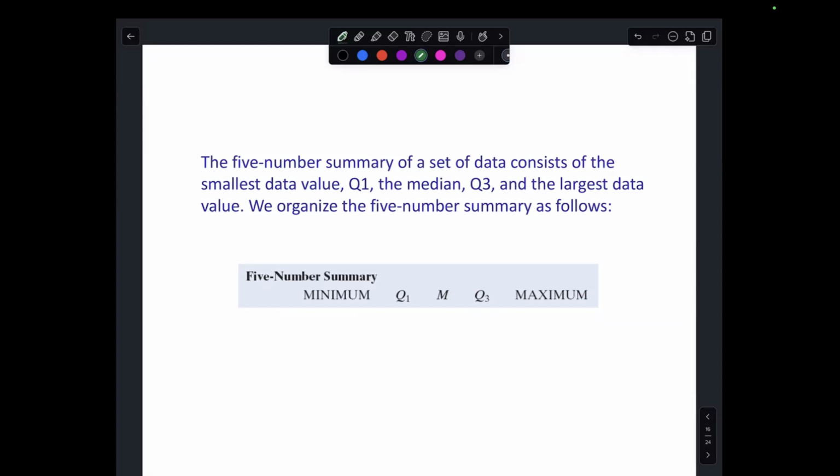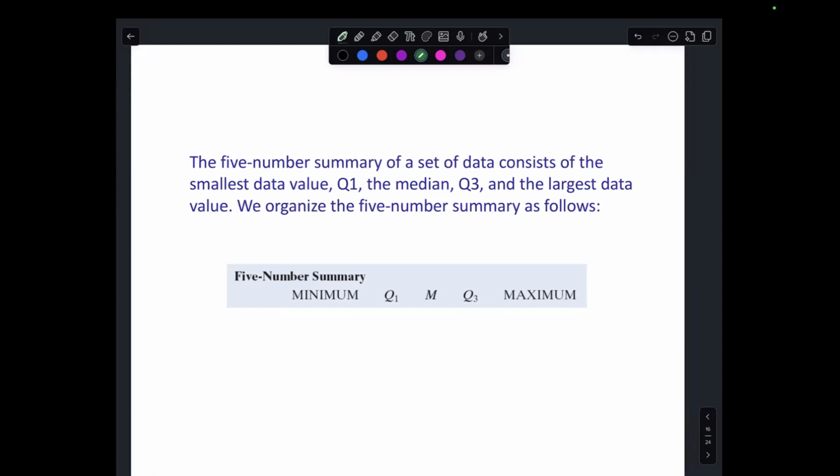I believe there's a question in the homework that gives you the 5-number summary and it asks you some questions about it. Do not be tempted to try to find a new Q1 or a new median or anything. It gives you all of those. It is not a data set. It is a summary of the data set.